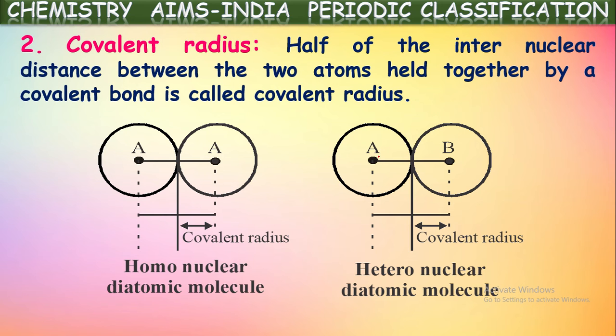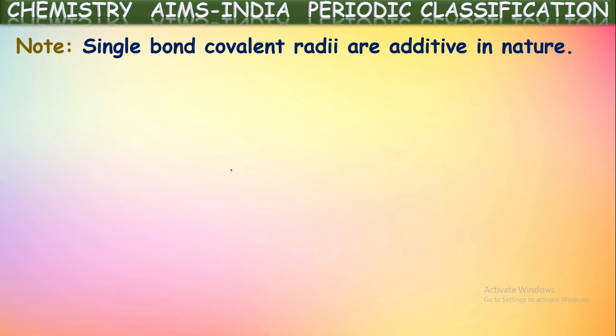Suppose a molecule is formed between two atoms like A and B, then the internuclear distance, if it is calculated, the half of that is considered as the covalent radius of that atom. Okay, this is considered as covalent radius. Here one more is given about the covalent bond. Single bond covalent radii are additive in nature, means half of the internuclear distance is considered as atomic radius, in terms of covalent radius.